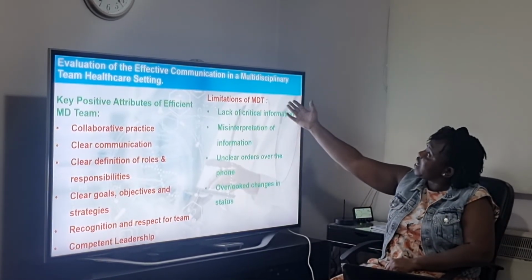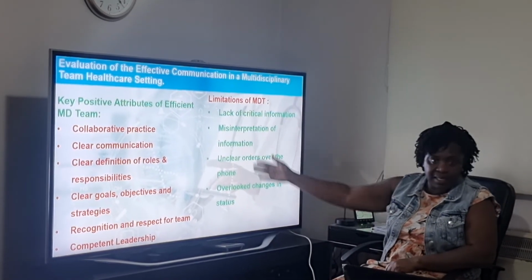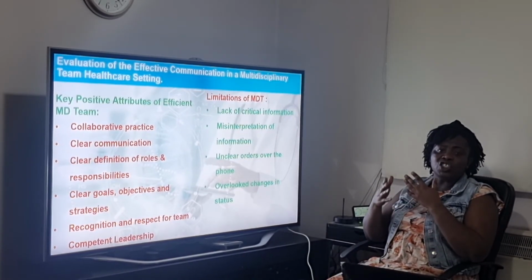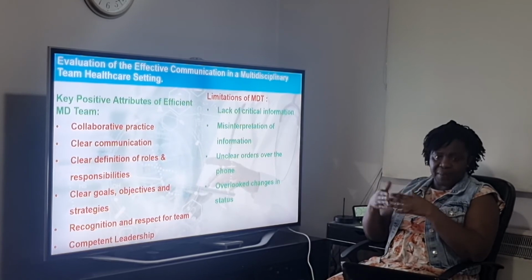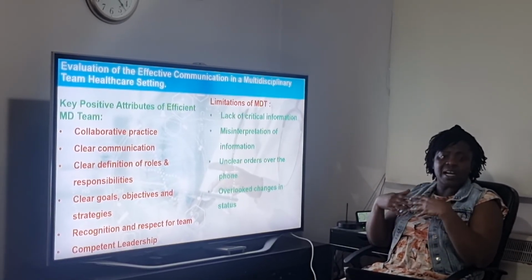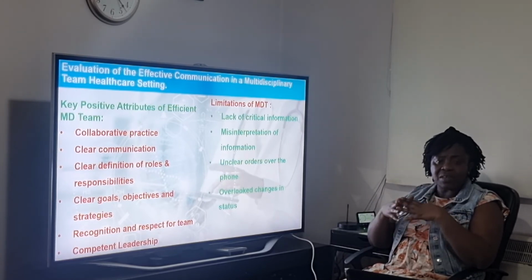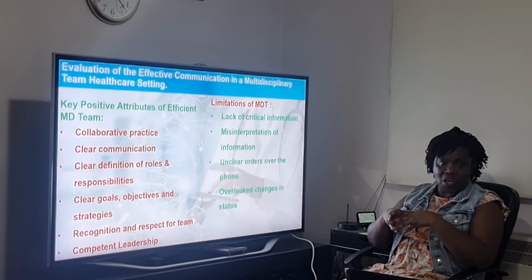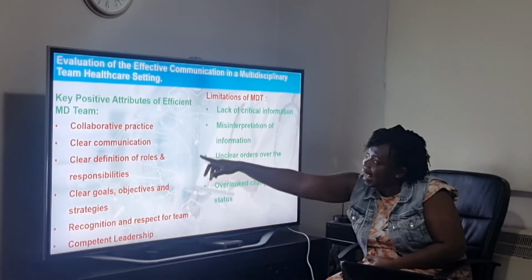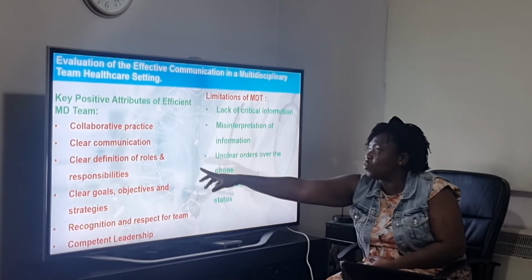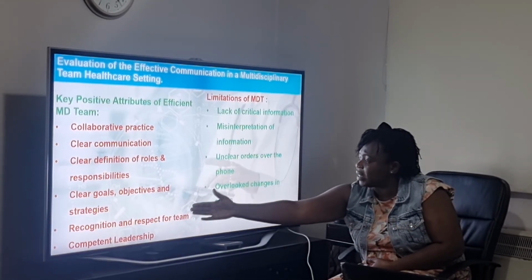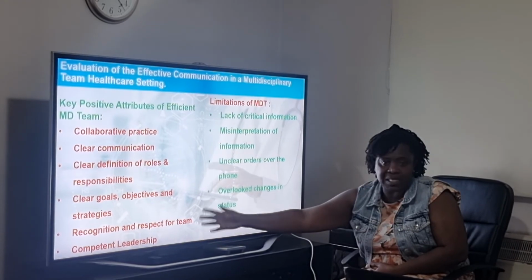Evaluation of effective communication in a multidisciplinary team healthcare setting. A successful nursing process depends on the quality of the relationship built between nurse and patient. Effective communication among staff encourages effective teamwork and promotes continuity and clarity within the patient care team. Good communication encourages collaborative practice, clear communication, clear definition of roles and responsibilities, clear goals, objectives and strategies, recognition and respect for the team, and competent leadership.